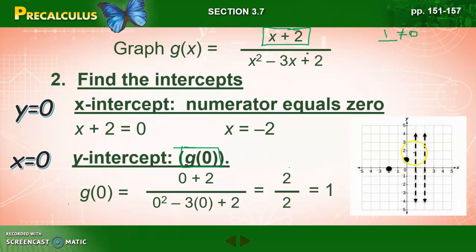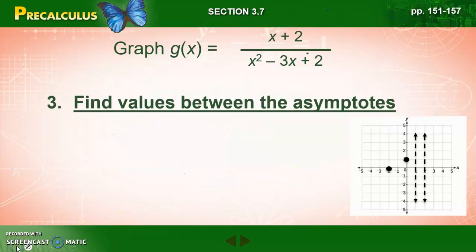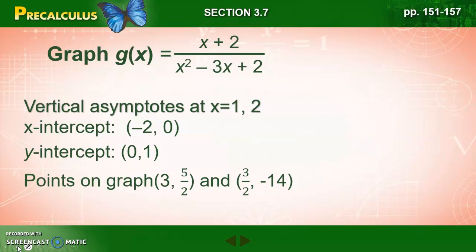We've already found our asymptotes by setting the denominator equal to 0. That was step 1. Step 3 then is to find values between the asymptotes. So we need to choose a value over here on the left, choose a value that's in between our two asymptotes, and then choose a value to the right of the asymptote. So we're going to plug in 3 and 3 halves. 3 halves would put us right here in the middle. 3 is here. We already have two values to the left, but if we wanted to choose another one just to kind of examine this curve, we could do that. When we plug in 3, we get 5 halves, and plugging in 3 halves gives us negative 14.